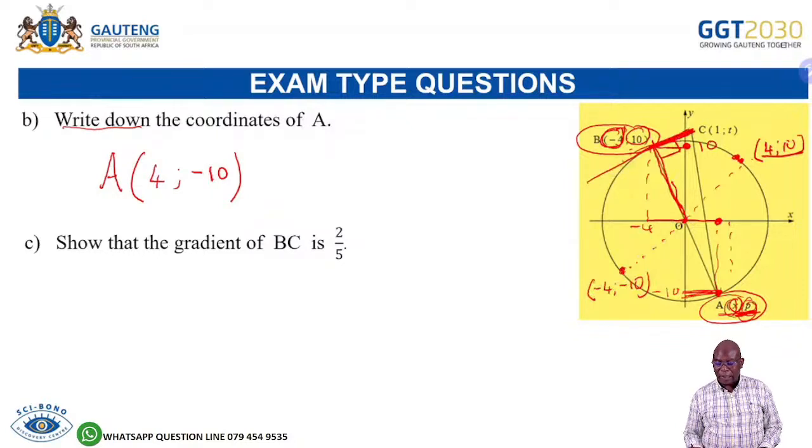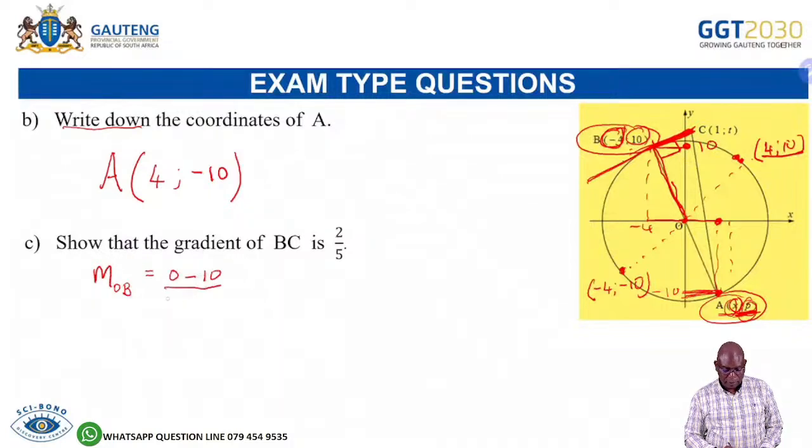Now, how do I get the gradient? How do I show? They've already given you the answer. The answer is 2/5. How do I then know the gradient of BC? So first I must get the gradient of OB. So the gradient of OB will be equals to, remember it's 0 minus 10 divided by 0 minus -4. So the gradient of that is -10 over +4. So the gradient of OB is -5 over 2.